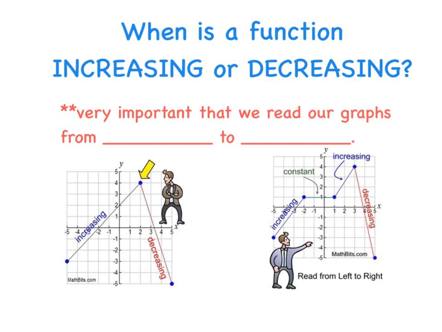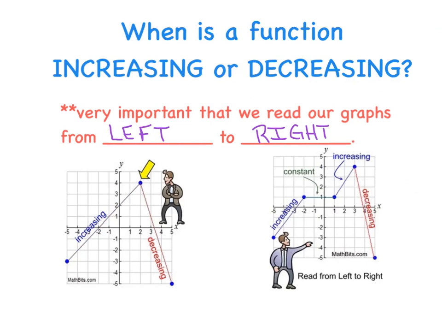We brought in a couple of cool pictures here to help illustrate our next topic. And we want to talk about when a function is increasing or decreasing. The number one thing we want to emphasize here is it's very important that we read our graphs from left to right, the same way that we read a book. So we start at the far left side of the graph, starting right here. As I move from left to right, the y values are getting bigger and bigger, therefore the graph is increasing right up until x equals 2, and then I continue to move left to right, but the y values are getting smaller and smaller, therefore the graph is decreasing.